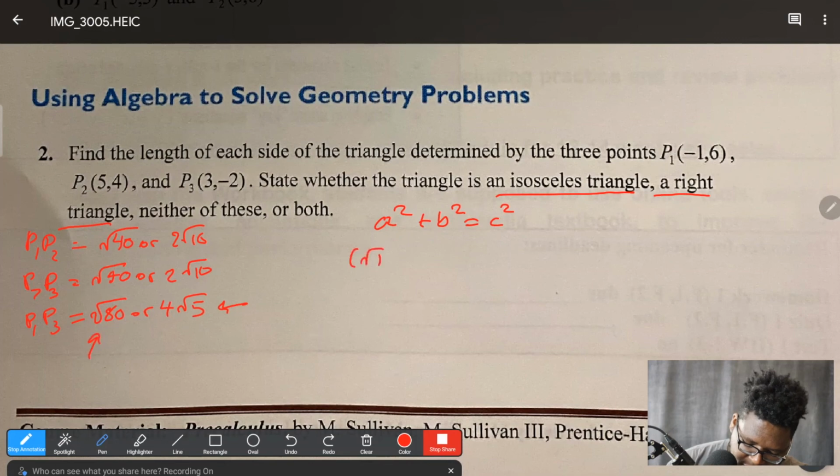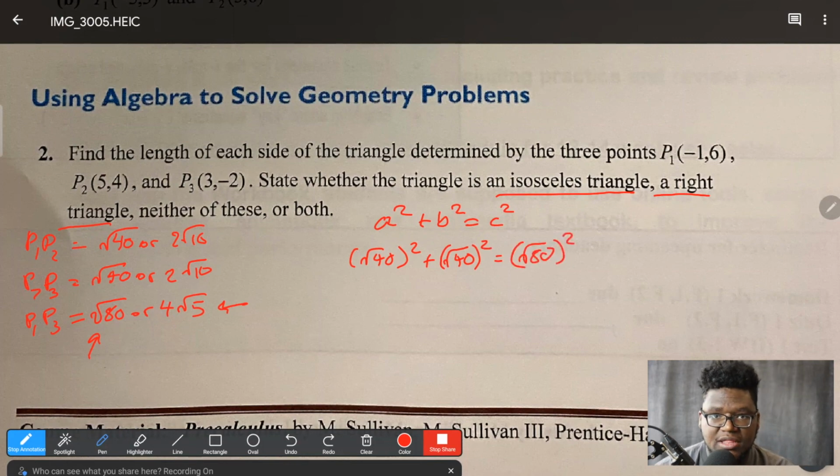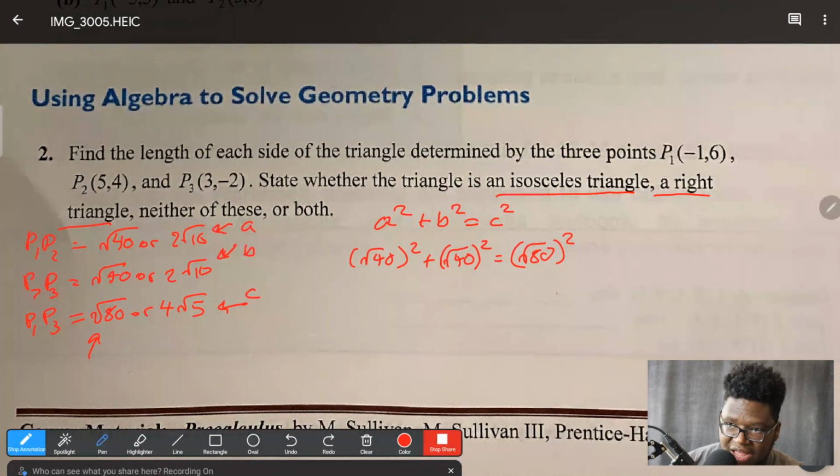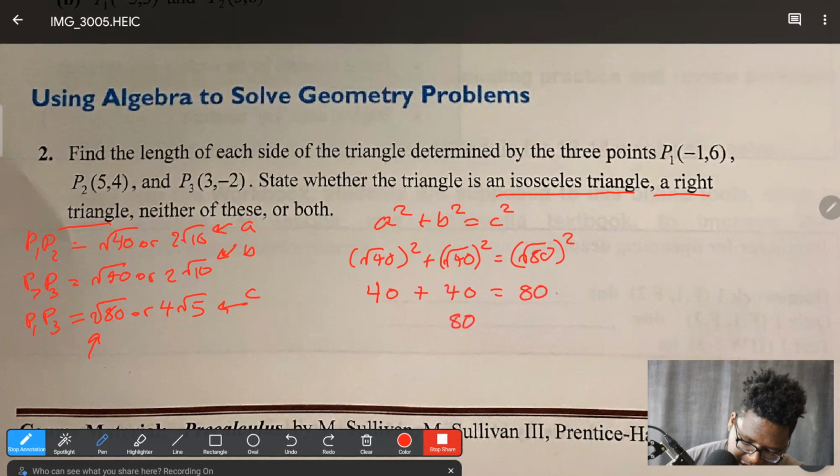So root 40 squared plus root 40 squared equals root 80 squared. And we're trying to show that this is true. If it's true, it's right. If it's not true, then it's not right. Since these are the 2 short sides, those are a and b, and this is the longest side, the potential hypotenuse. So let's check. The square root of 40 squared, these cancel each other out when you have a square root of a square. So you're left with just 40 plus 40 is equal to 80. Is this a true statement? Yes, because 80 is 80, so it is right.